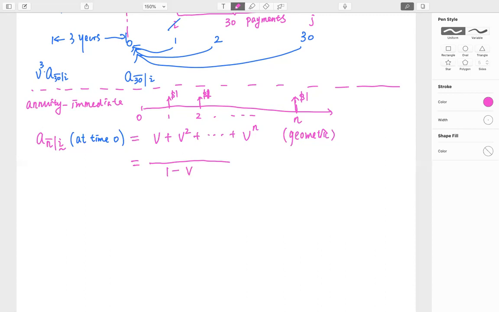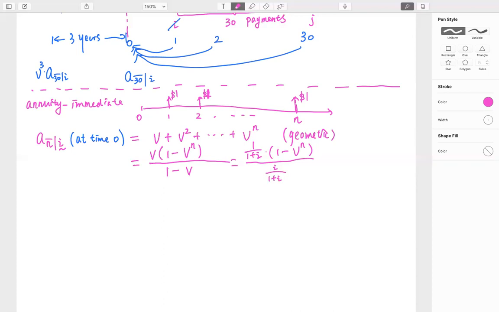On the numerator, it's a1, the first term of your series, which is v, times 1 minus the common ratio, which is also v, raised to the number of terms to be summed. Here, obviously, I have n terms, right? So I can stop here. This is the present value of the annuity immediate. If you want to continue, what is v? v is 1 divided by 1 plus i. So here, I can either keep v or put it as 1 plus i to the negative n.